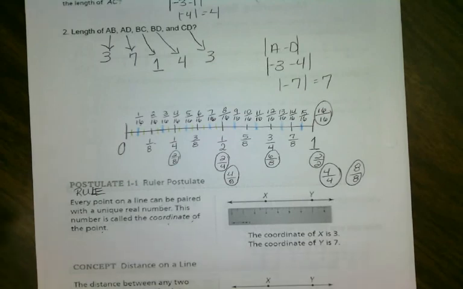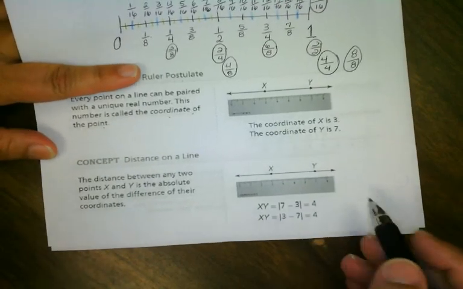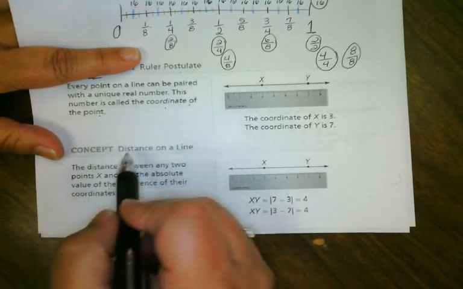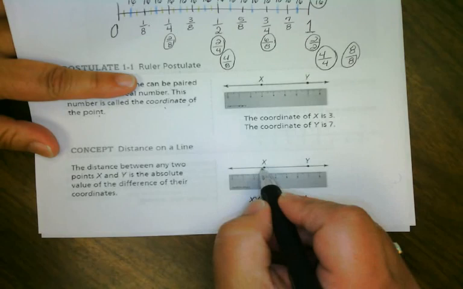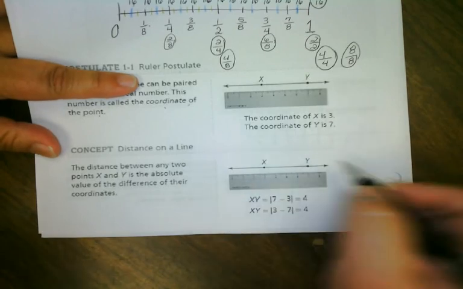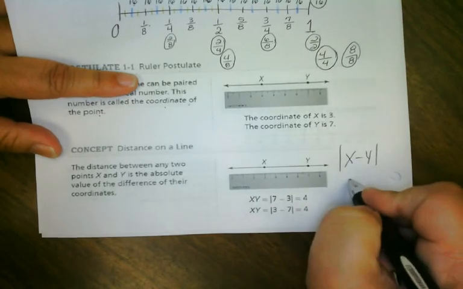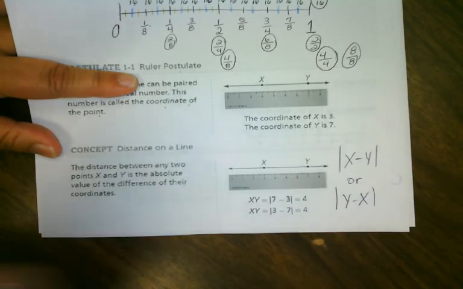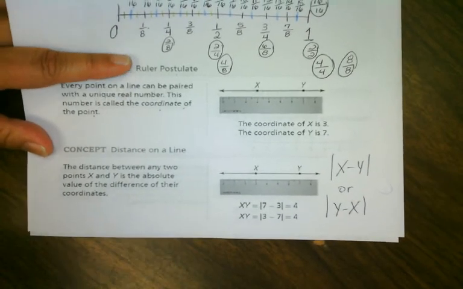Okay. So, back down here, this just helps us confirm that we were doing it right with the distance on a line. It's the same thing we talked about. If I want to find the distance between x and y, then I can either subtract x from y and take the absolute value, or I can say y minus x. I'm going to get the same answer both times. Doesn't matter which one I start with.